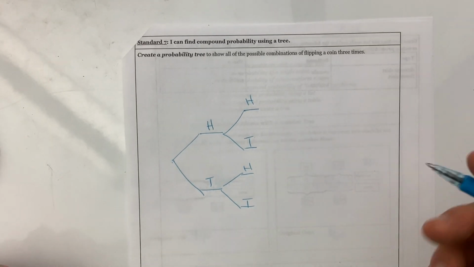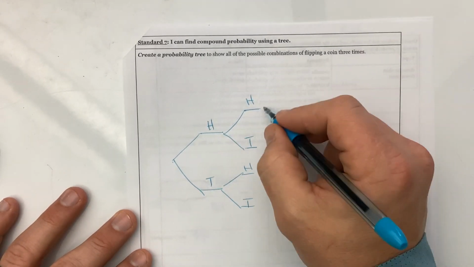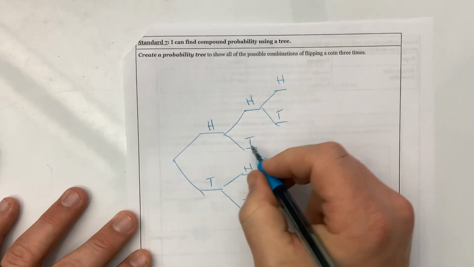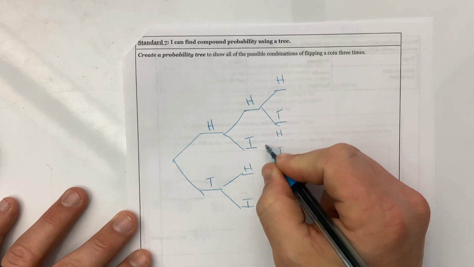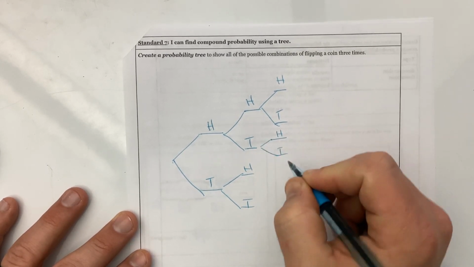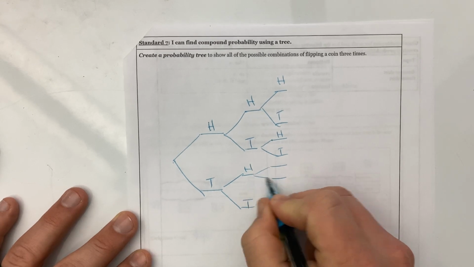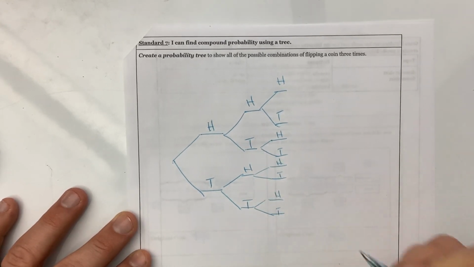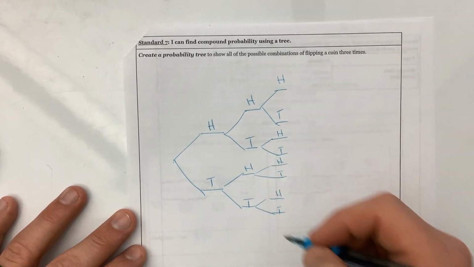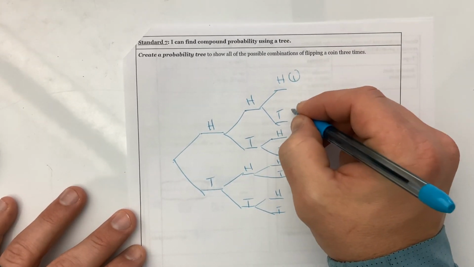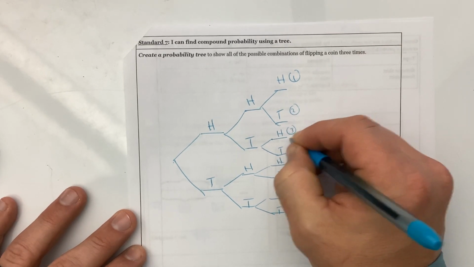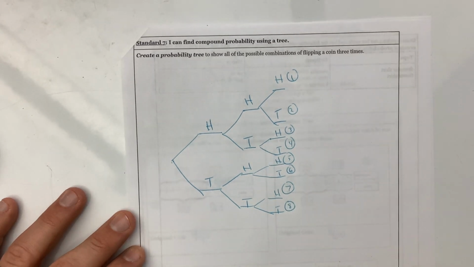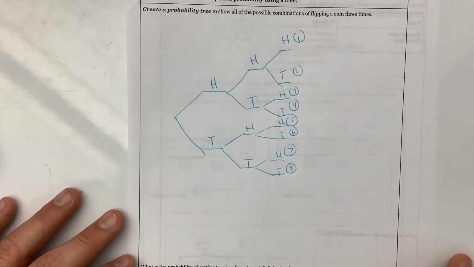Now I'm going to add 1 more flip. So if I flip heads and heads, I can get heads or tails. If I flip heads, tails, I can get heads or tails. It doesn't matter. Every time I have the same 2 options, heads and tails. And now when we want to count the total number of outcomes, we count here. We just count the ends. So there are 8 possible outcomes.